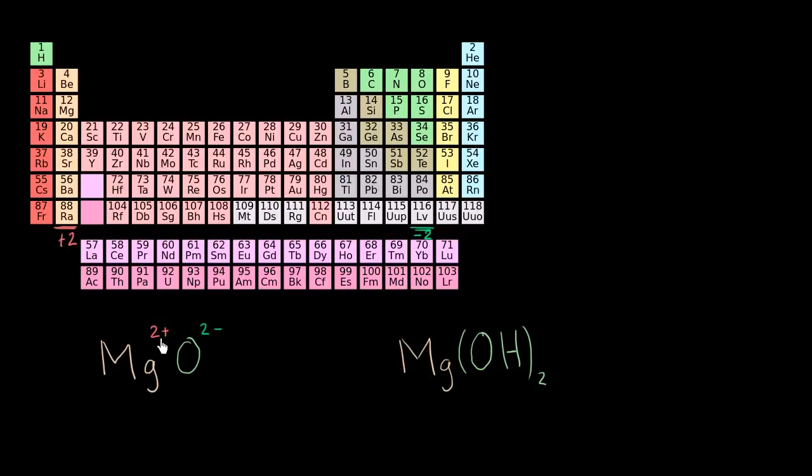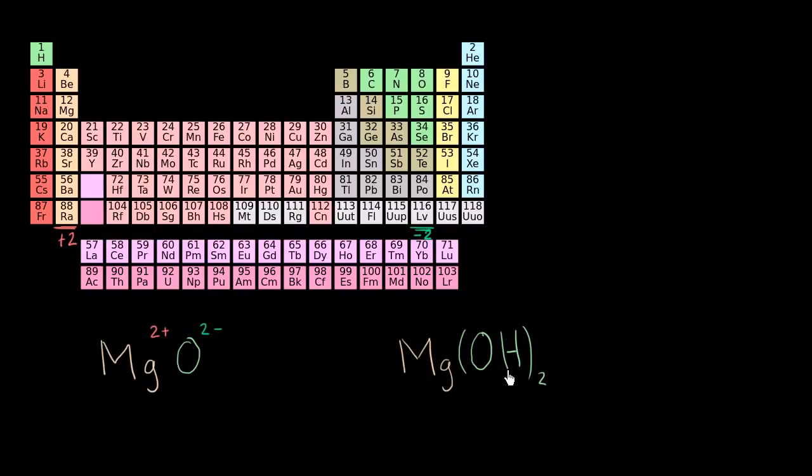And not only in this case is the oxidation state a hypothetical ionic charge, if these were to be ionic bonds, this actually is an ionic compound. Oxygen actually does take 2 electrons, and magnesium actually does give away 2 electrons. So in this case, the oxidation state is actually describing what is happening ionically.